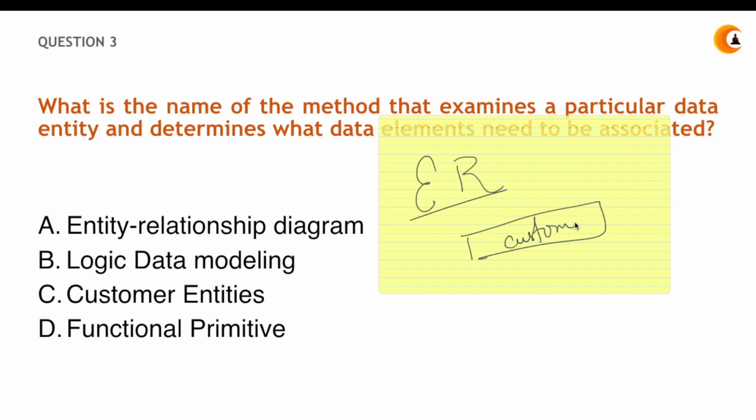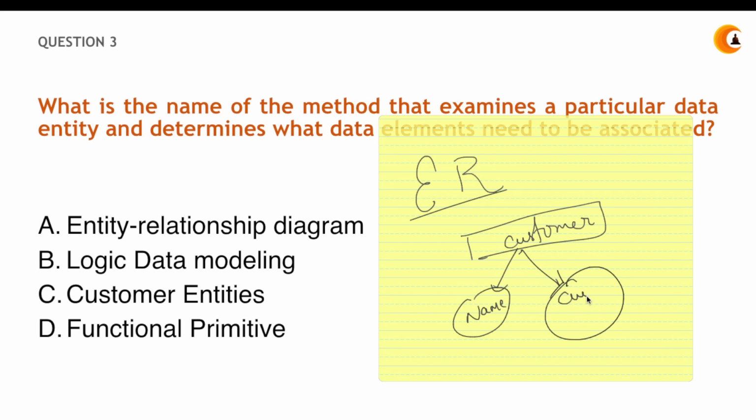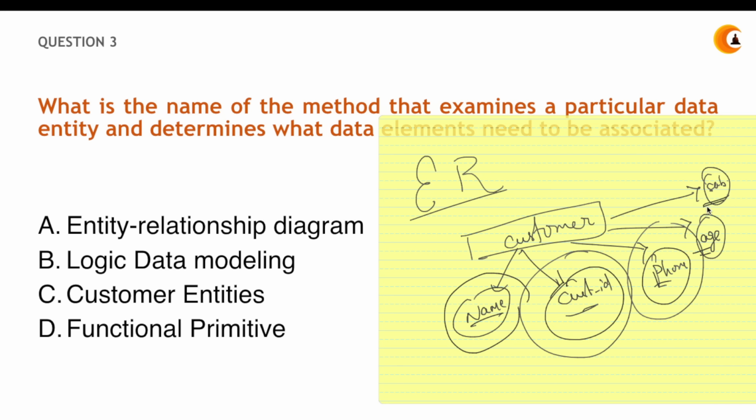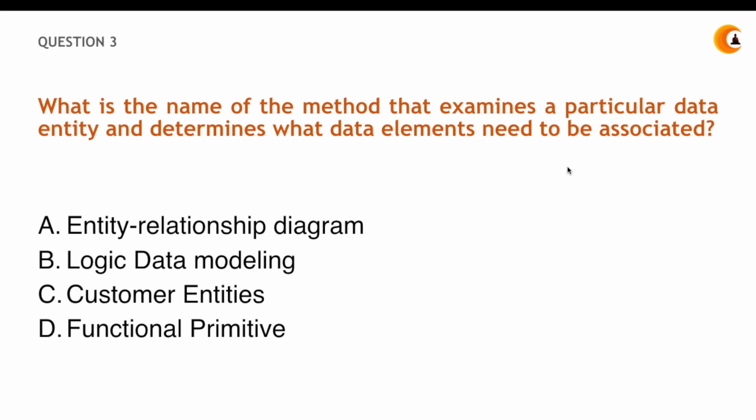This is the customer, then it has customer name, there are multiple attributes, it has customer ID, customer phone number, customer age, and the subscription. So there are a lot of things that are related to this customer. So these are the data elements and this is the data entity. That can be done through the ER diagram. Clear? Great. So moving on to the next question.